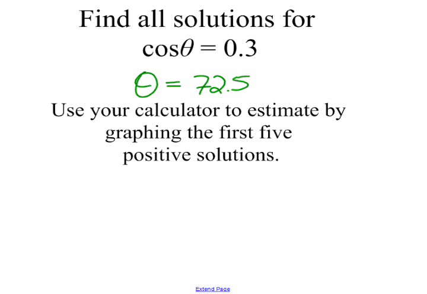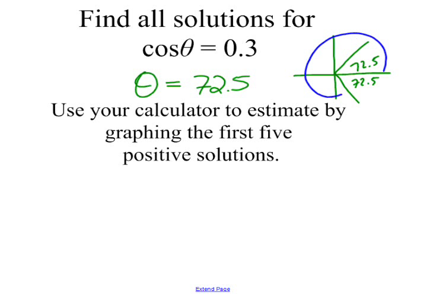All right, but that's not the only answer. Keep in mind what we've done in the past. Cosine is x, and x is positive in the first quadrant and in the fourth quadrant. So if this is the 72-degree angle they gave me in the calculator, the one they don't give you is this one right here, going all the way around. But that's easy to get because all you have to do is 360 minus your 72.5, and if I do that, I end up with 287.5.